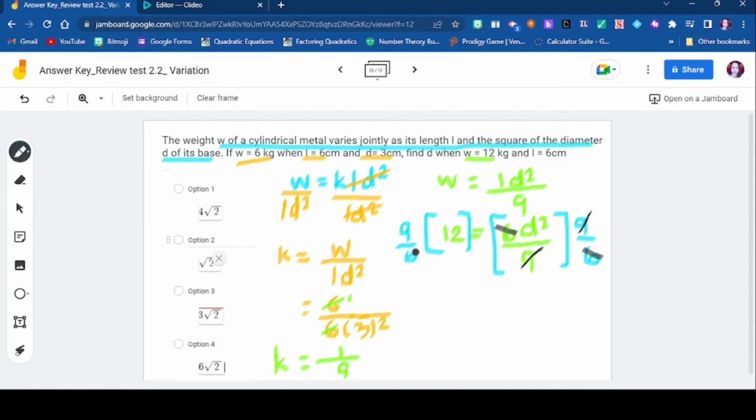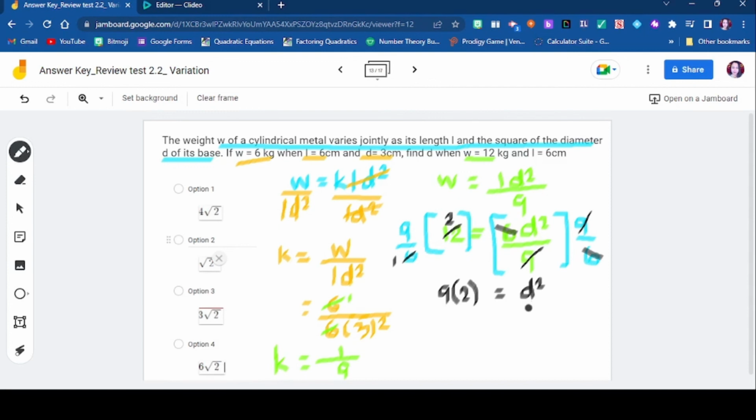So 6 and 12 are divisible to each other, right? So they can be divided by 6. So this will become 1, 12 will become 2. So what we have here is 18. Or we could write 9 times 2. Is equals to D squared. Okay. There's a purpose why I did not get the product of that. So later you will look at.